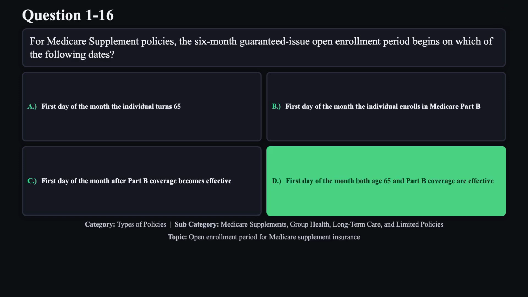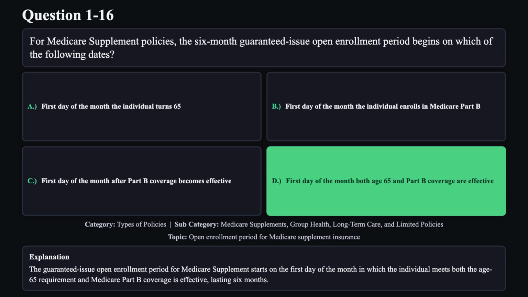The correct answer is D. The guaranteed issue open enrollment period for Medicare supplement starts on the first day of the month in which the individual meets both the age 65 requirement and Medicare Part B coverage is effective, lasting 6 months.